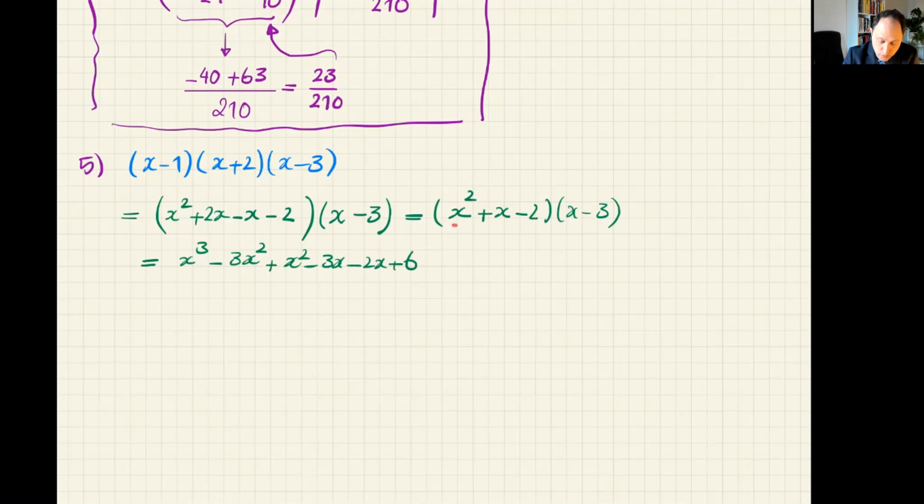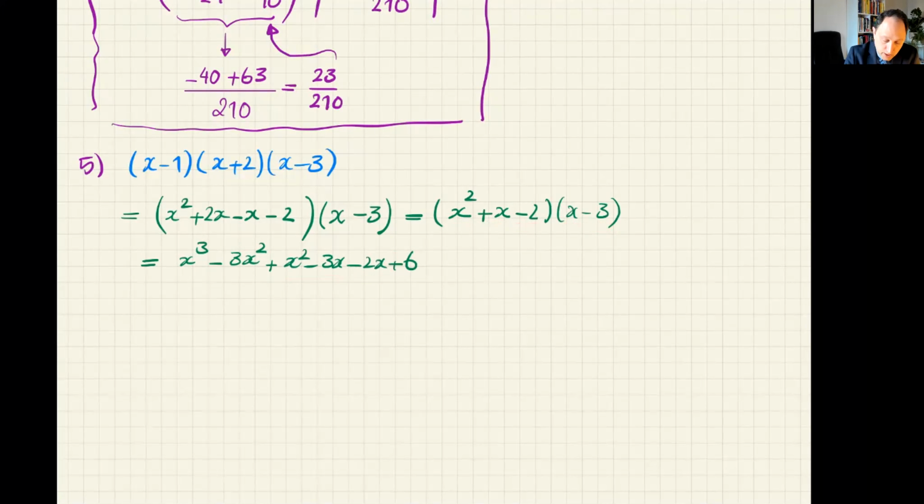Yes, so I took this one, multiplied it here and there. I got these two. I take this one, multiplied it here and there. I got these two. And finally, I take minus 2, multiplied here, I get minus 2x. Multiplied by minus 3, I get positive 6.